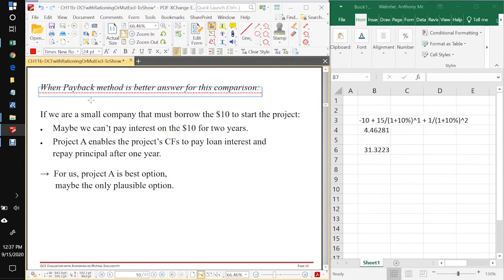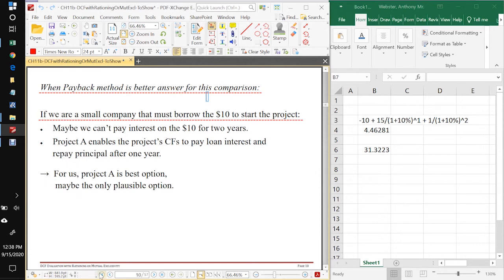Let's think of a situation like this. Let's say we're a small company and we've got to borrow the 10 million to start the project. So we're going to have to pay that 10 million back, okay? So maybe that's all we have in our company. And if that's the case, we can't pay interest on the 10 million for 2 years. So we can't wait 2 years to get that 50 million back because we have no way to pay our interest along the way. We'll go bankrupt, okay?